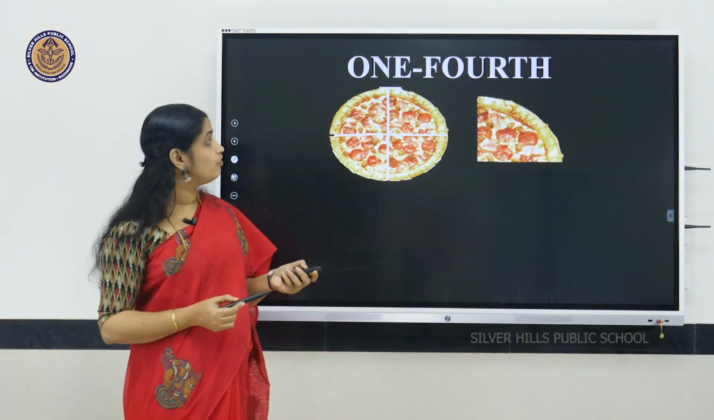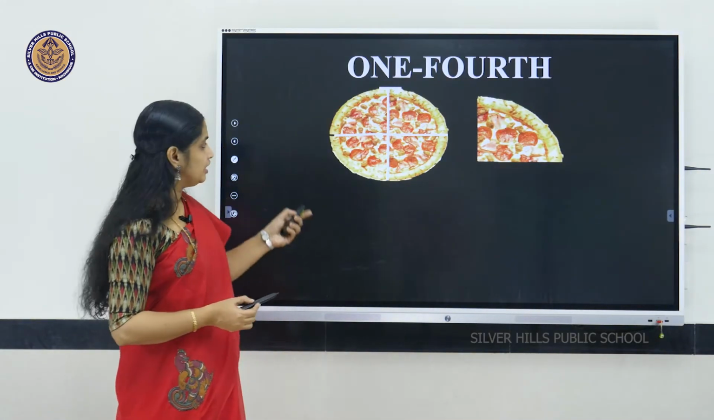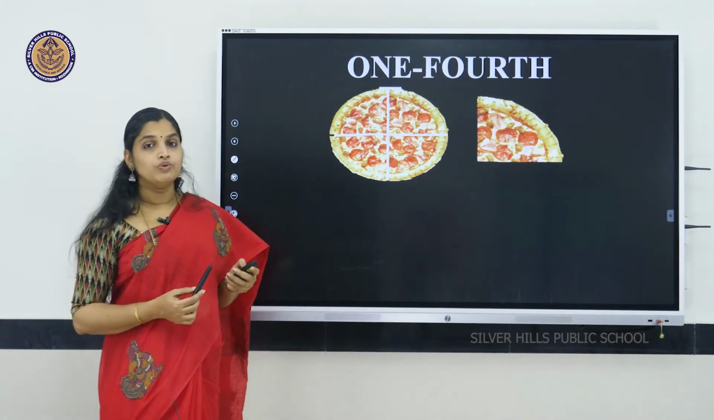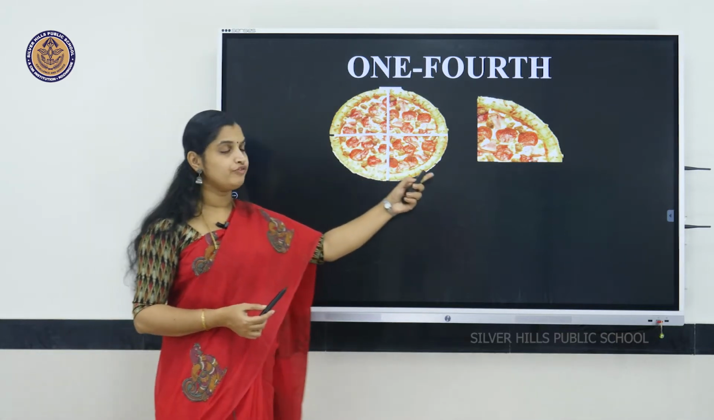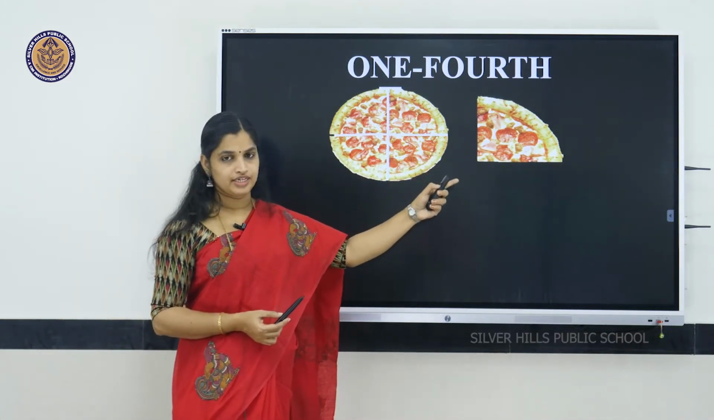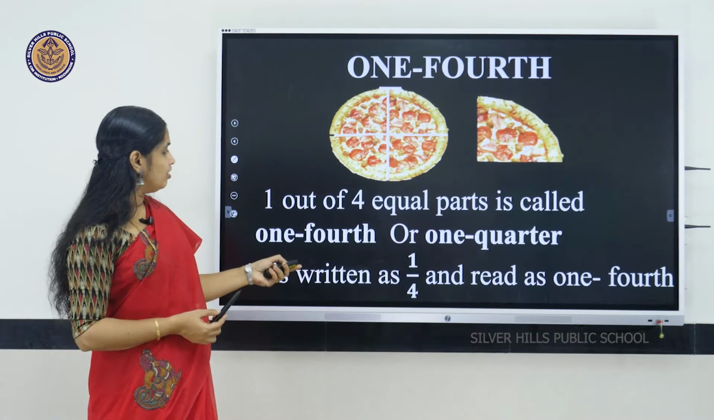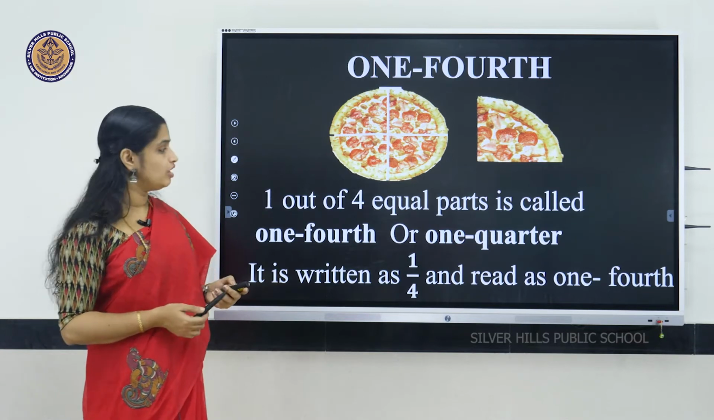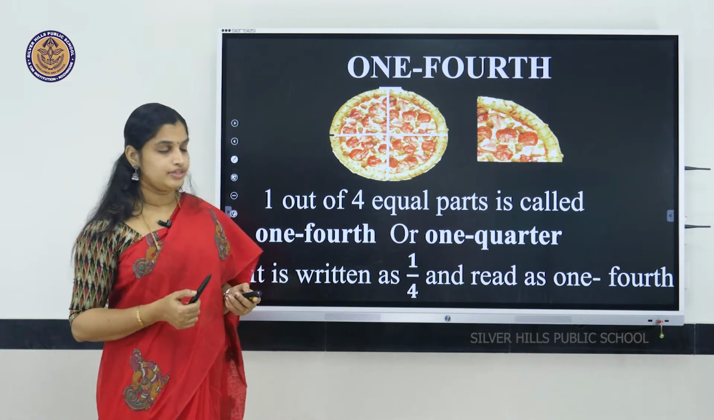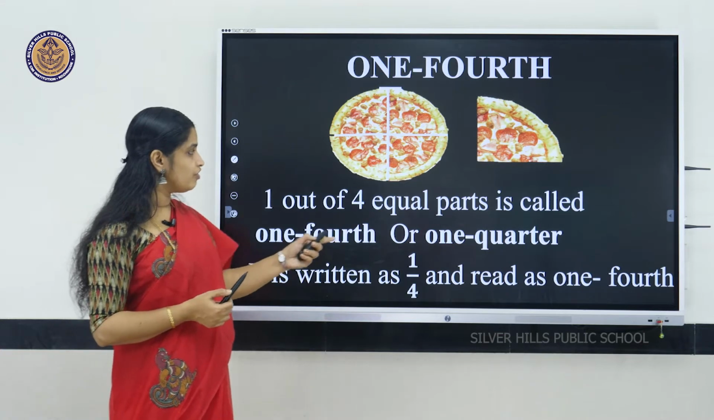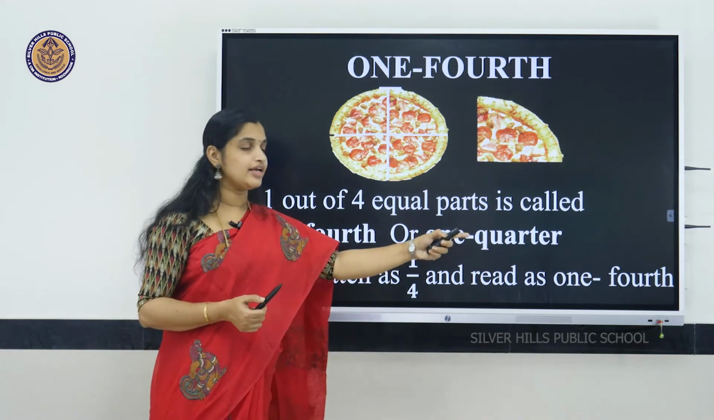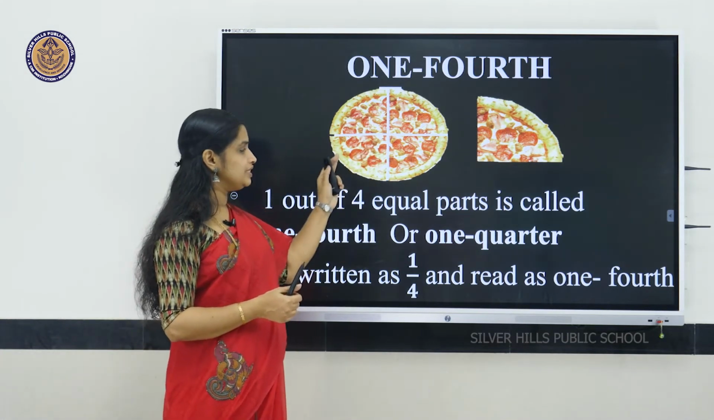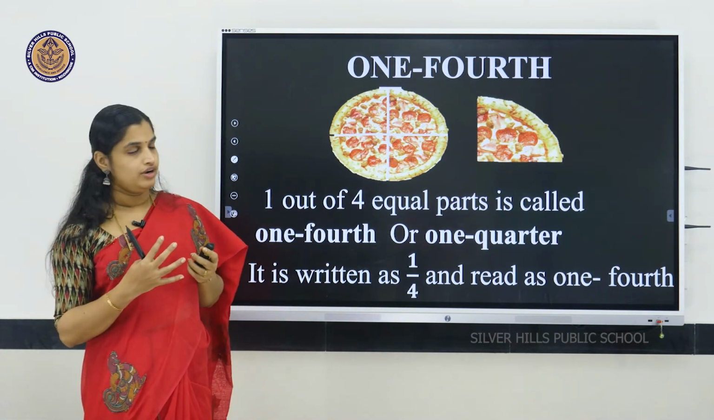Now next is 1/4. Here you can see this pizza is divided into 4 equal parts and here you can find one part of that. That means 1 out of 4 equal parts is called 1/4 or one fourth. It is written as 1 by 4 and read as one fourth. Now when we combine all these 4 pieces, we will get a whole pizza.